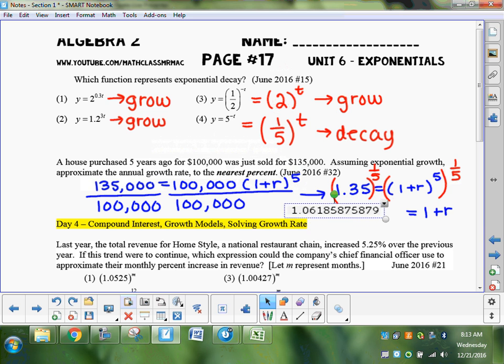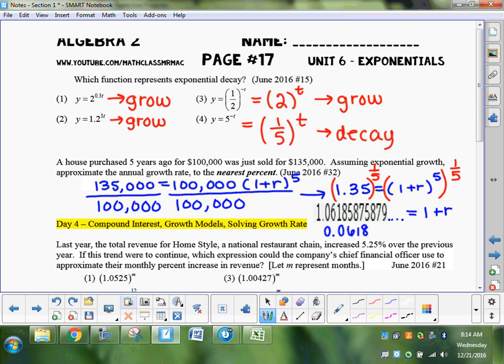So we get this amount here, this decimal, right? And I make sure that when I list it out, I put approximately, because I'm not saying it's equal to; understand that that value continues on. What would you do now from here in order to solve for the r? Subtract 1, so that would leave you with 0.06185875879-ish is going to be equal to the r value. Now we need this to the nearest percent.